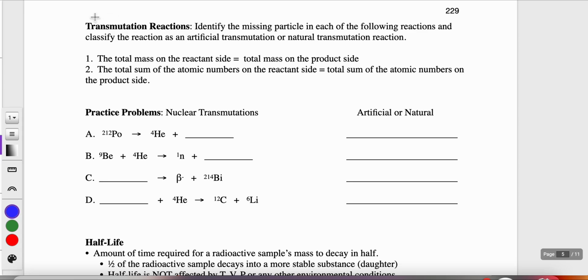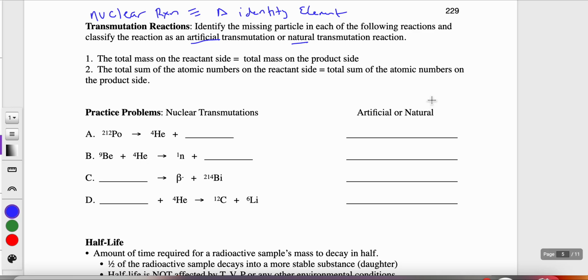Transmutation reactions. Transmutation means simply that it is a nuclear reaction, and the element that we see on the reactant side will be different than the element that we see on the product side. So if it's a nuclear reaction, then the end result is we change the identity of the element. Now, the type of nuclear reaction, the type of transmutation, can be artificial or natural.